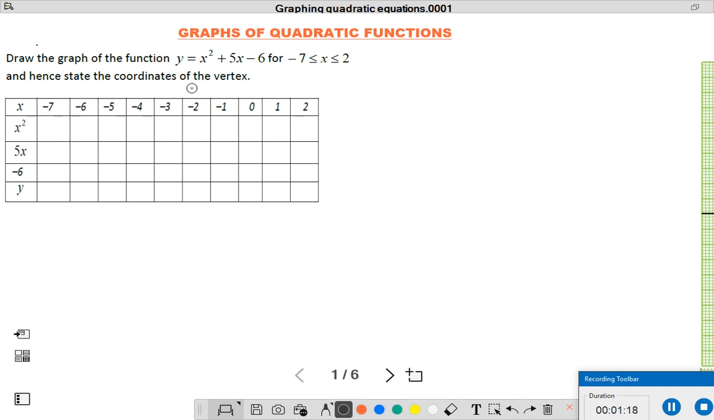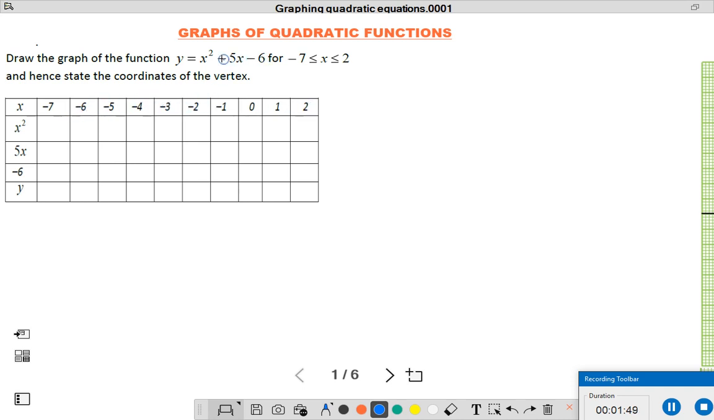Now, we have been given the values of x from negative 7 to 2. When they say x is greater or equal to negative 7, that means we start from negative 7, then we stop at 2, because x is less or equal to 2. So we first do our table, as I have drawn mine here. When you draw it, you put all the values of x from negative 7 up to 2.